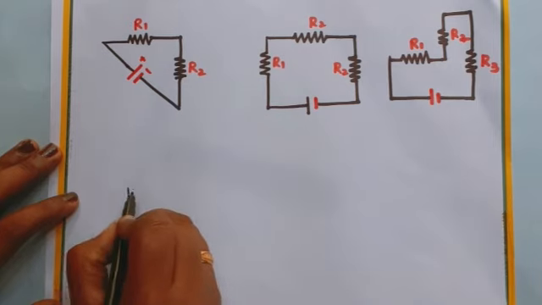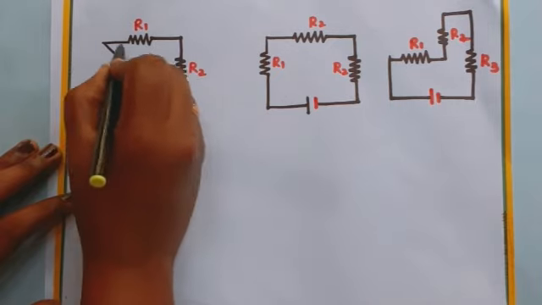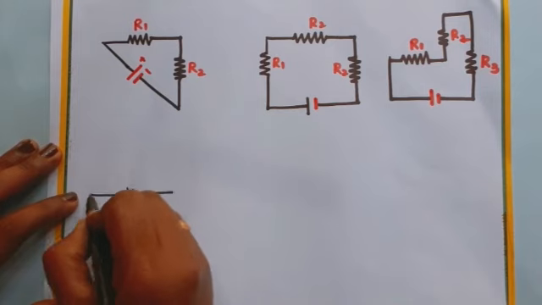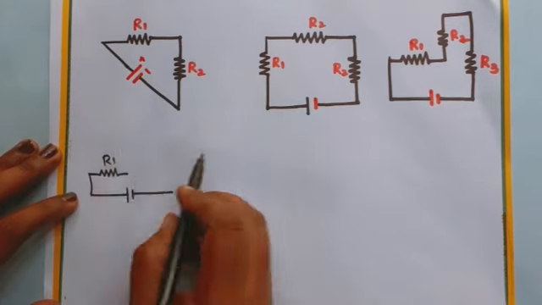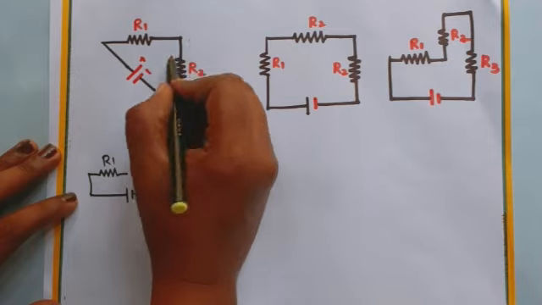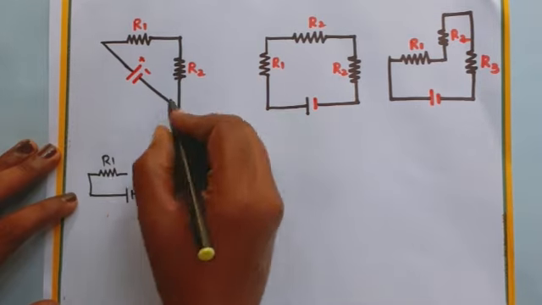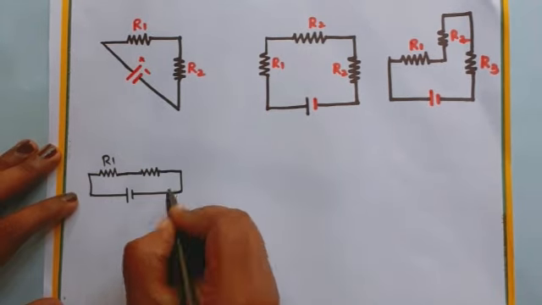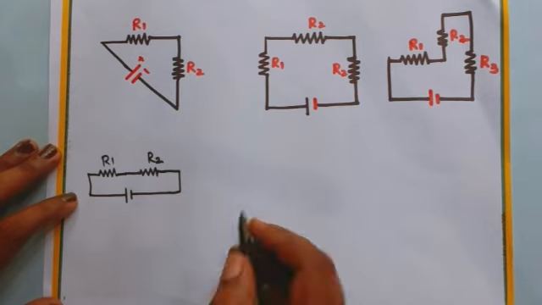The first figure. Here we have to draw the voltage supply first. Then the positive terminal of the voltage supply has to connect to the first resistor R1, then second resistor R2 respectively. There we can see there is no branches at all. The current is flowing through R1, R2, then reaches negative terminal.